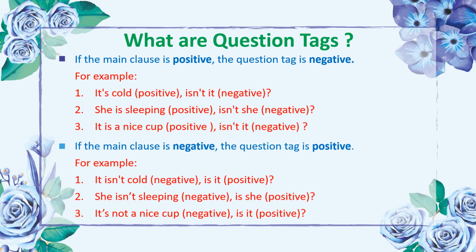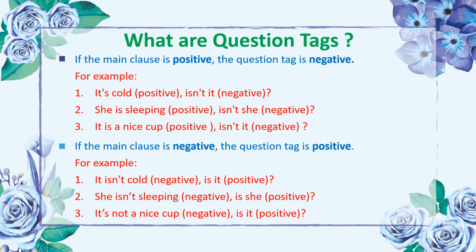Now, two important rules that you need to remember for making question tags are that if the main clause is positive, that means the clause before the comma is positive, then the question tag has to be negative. I repeat, if the main clause is positive, the question tag has to be negative.